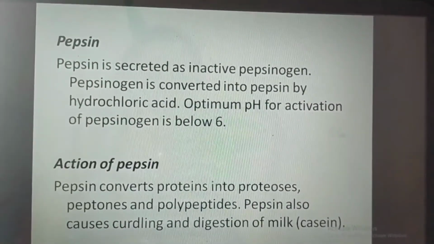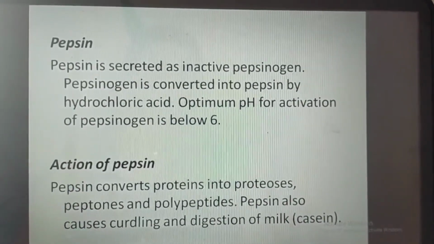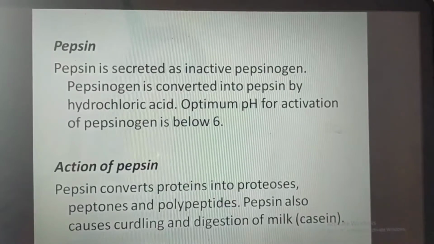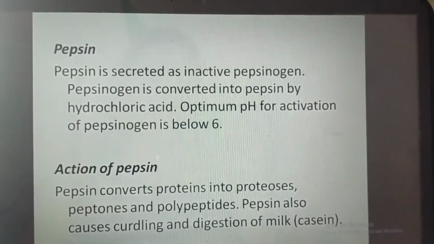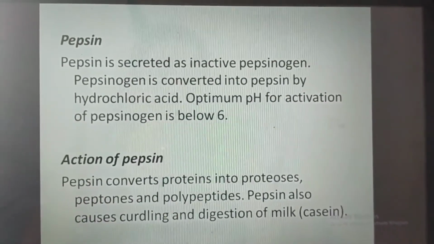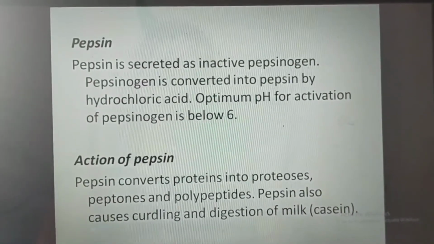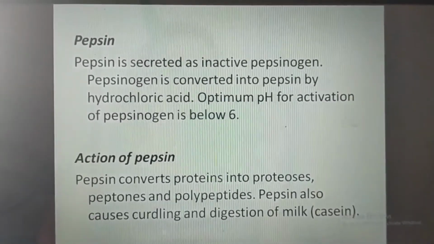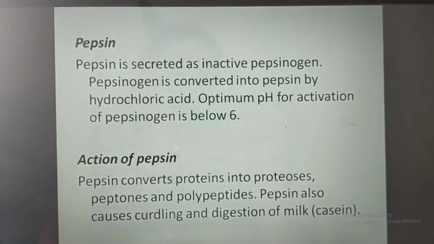Pepsin. Pepsin is secreted as inactive pepsinogen. Pepsinogen is converted into pepsin by hydrochloric acid. Optimum pH for activation of pepsinogen is below 6. Action of the pepsin. Pepsin converts protein into proteoses, peptones, and polypeptides. Pepsin also causes curdling and digestion of the milk.